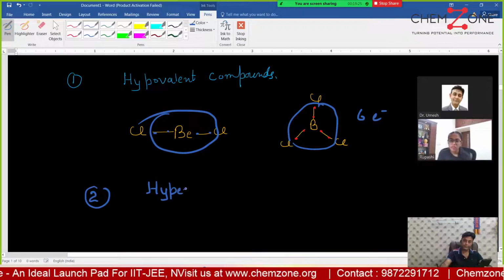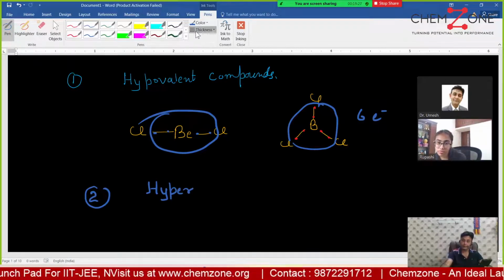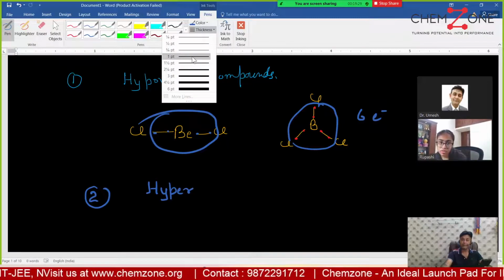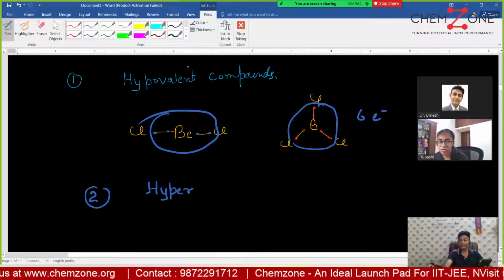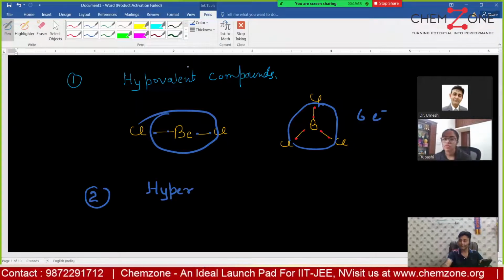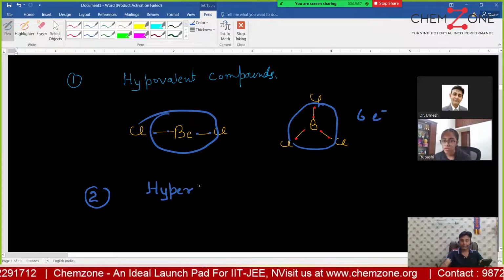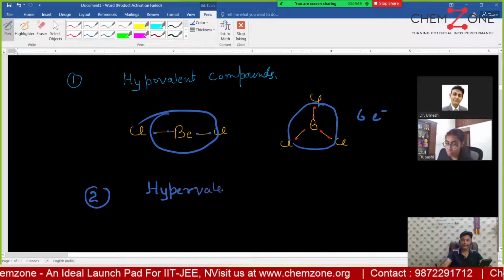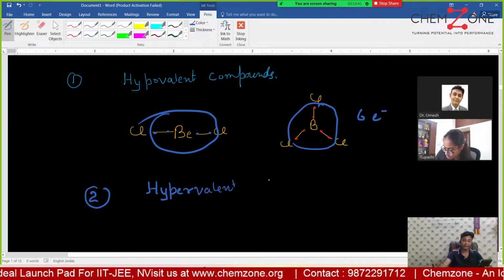So why are they stable though? This theory cannot explain. Other theories will tell. But this theory fails. That's the limitation I'm talking about. It also does not explain the stability of hypervalent compounds.